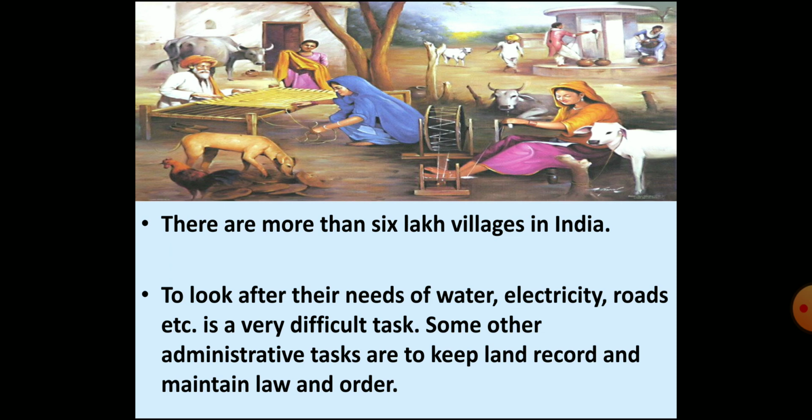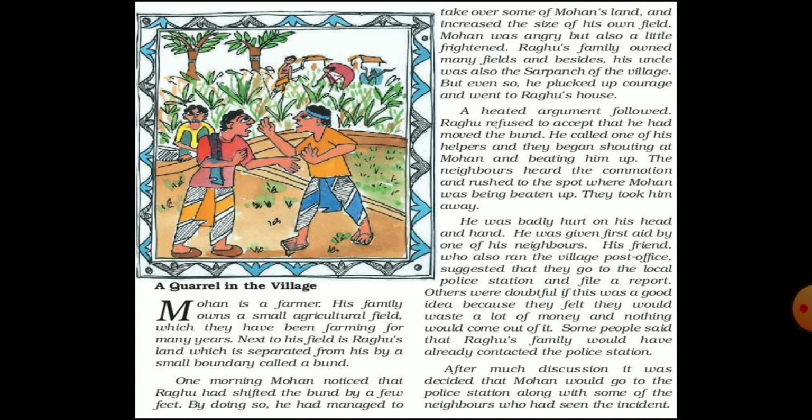In this video, we'll try to understand the work of two rural administrative officers with the help of a story. This story is about two farmers in a village, Mohan, who had a small agricultural field, and Raghu, his neighbor, whose land was next to Mohan's field and was separated by a small boundary called a bandh. One day, Mohan found that Raghu had shifted the bandh towards Mohan's land, and in this way, Raghu had taken some of Mohan's land.